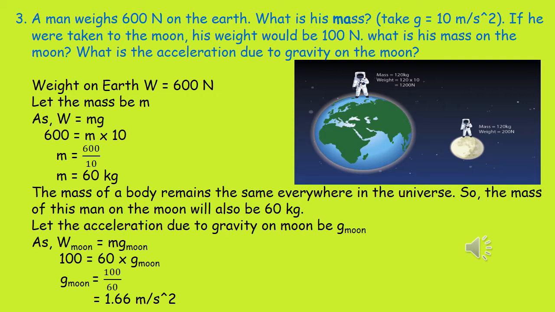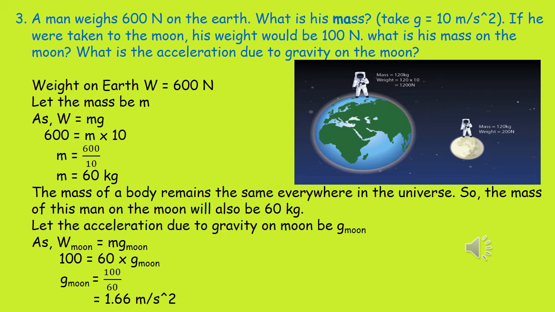But mass is the integral property of the body which remains the same everywhere. Mass will never change. So mass of the object on Earth and on moon will remain the same. So mass on the moon will be 60 kg.